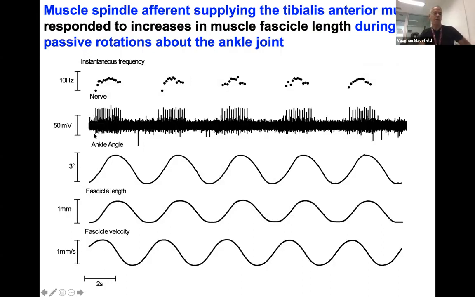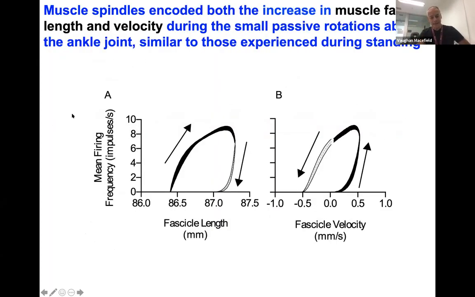This is a recording from a muscle spindle ending in tibialis anterior. And we're just applying very, very small amplitude sinusoidal rotations about the ankle. And we can see, as I showed you in that earlier slide, that firing rates are encoding both fascicle length and fascicle velocity. Now, these small angle changes are similar to those experienced during standing. These recordings were obtained in seated participants.